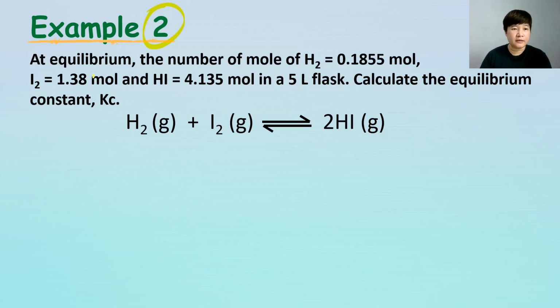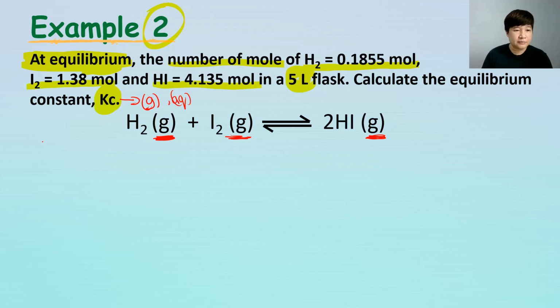Your example 2 over here, at equilibrium again is very important because you want to make sure all the values are at equilibrium before you put them into your Kc or Kp. The number of mole of H2 is 0.1855, so that gives you the value in terms of mole. And then your I2 is 1.38 mole, your HI is 4.135 mole, in a 5 liter flask. The question is asking for Kc. Again, when the question asks for Kc, you know that you only take count of gas and also aqueous. So look at it, everything is in the form of gas, gas, and gas. Therefore, we will take count of everything.